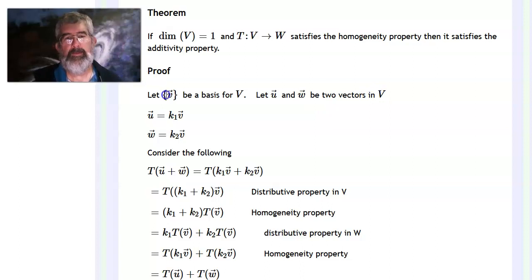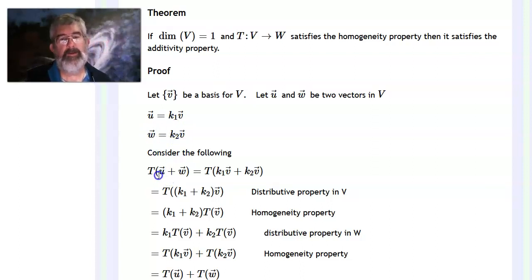Well, because this is a basis, I know that u can be written as k1 times v. Right, I take a linear combination of things in the basis, but since there's only one thing in the basis, the linear combination means just a scalar multiple of it. And likewise, w is some other constant times v. So I got k1 times v is u, and k2 times v is w.